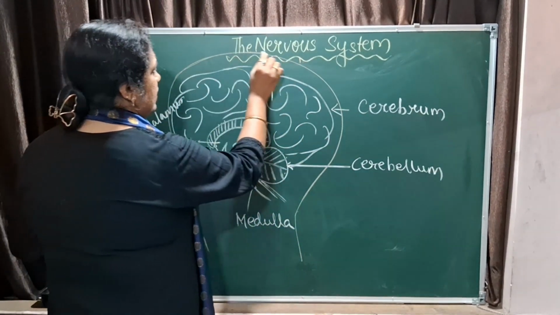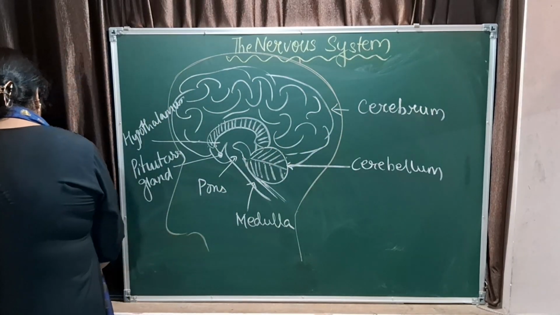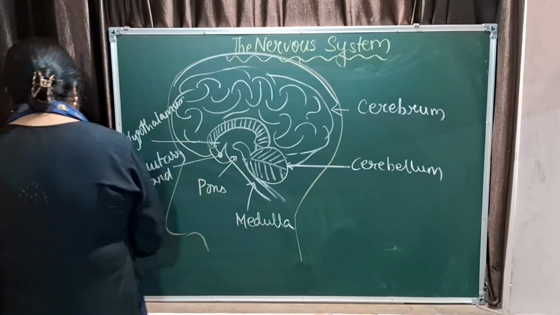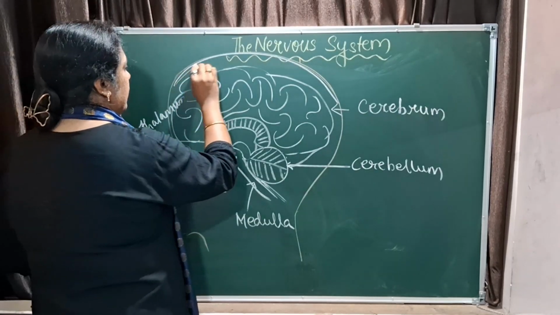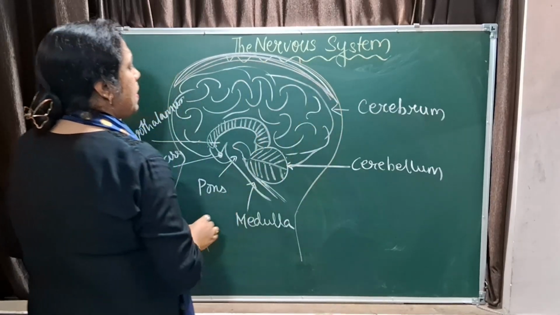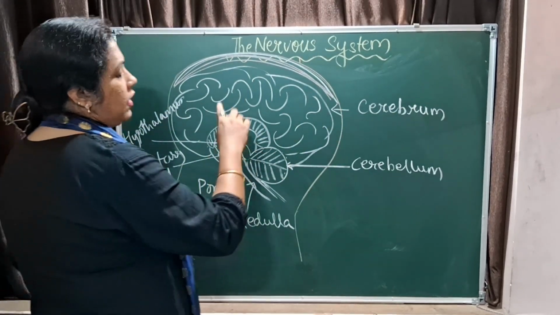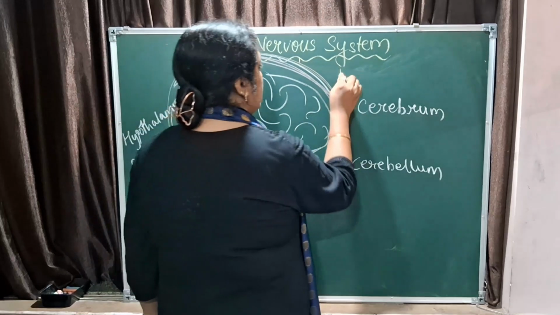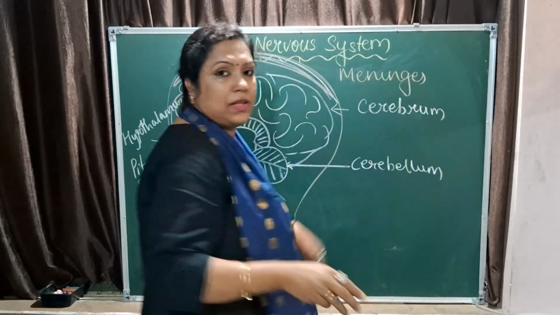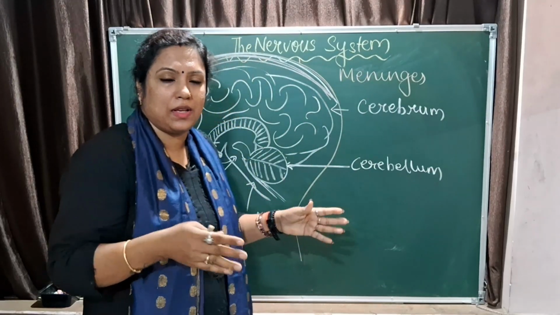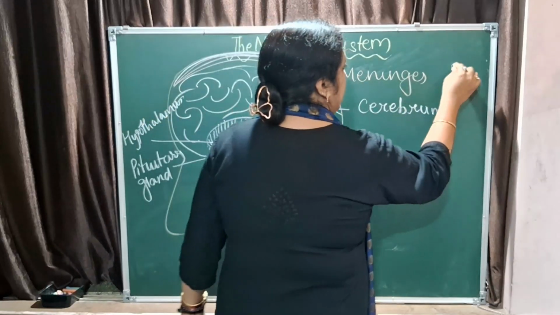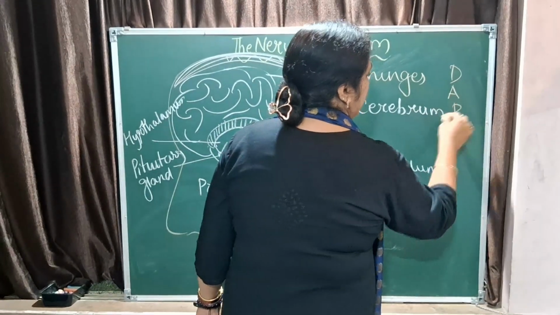So when you see, you have a skull, and after that you have 3 layers of membrane, that is called the meninges. What are the layers around your brain? Meninges. Okay, you remember this DAP? I know it's not exactly a word, but I relate it to DAP. DAP is what? Dura mater, arachnoid and pia mater.